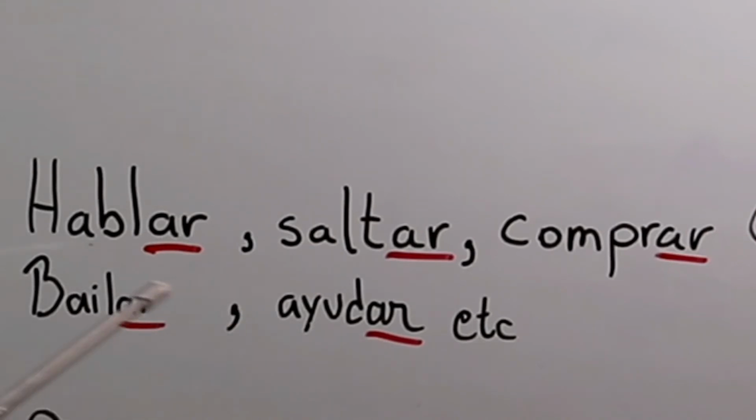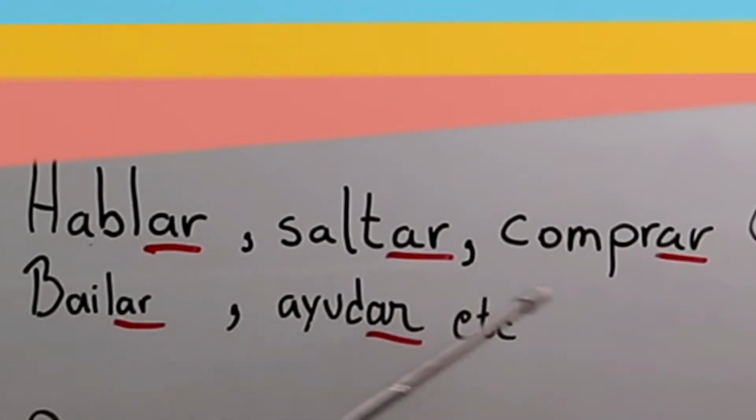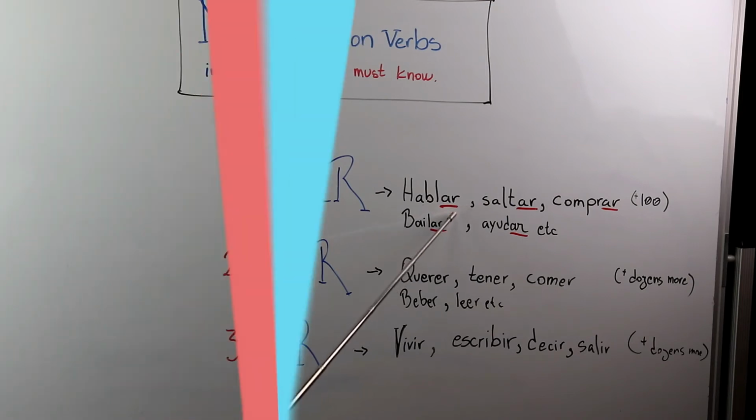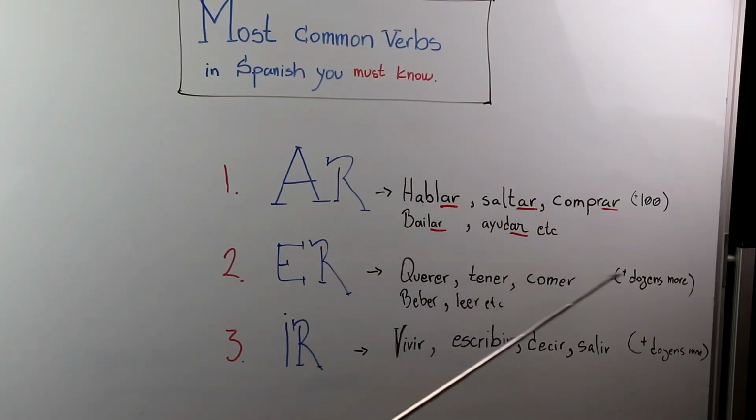I'll put a little help here. That's right. Look at the ar endings. All these verbs have the ar ending. This is why they are referred to as the ar verbs. And the same goes for er and ir.